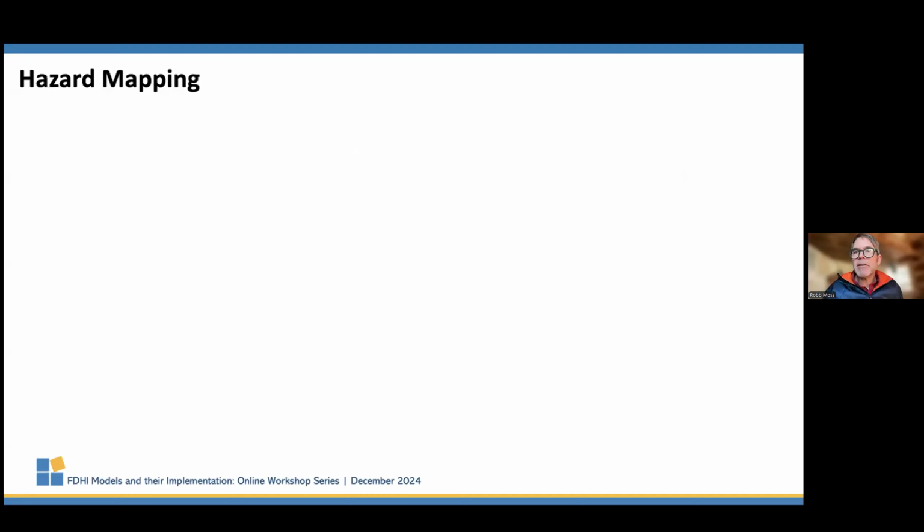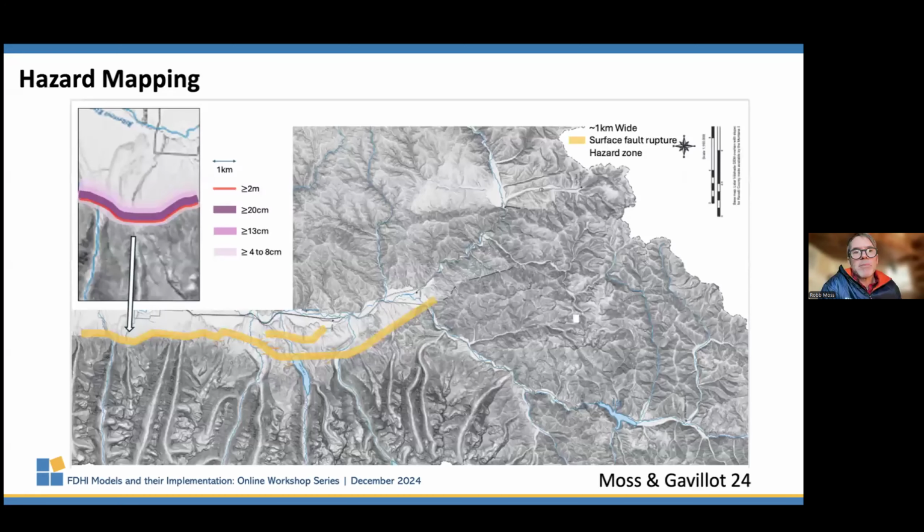Hazard mapping, as has been alluded to, is something that's coming. And this is a recent project that I just finished with Jan Gavio in Montana, and we're looking at the Bitterroot Fault, and we're trying to come up with some very rough diagnostic.